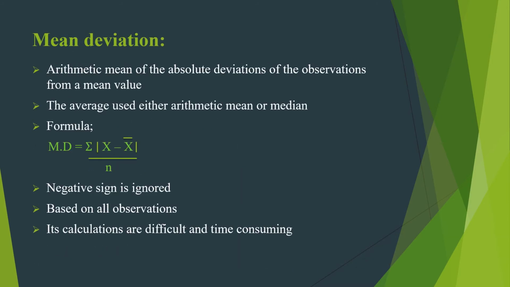Mean deviation: the arithmetic mean of absolute deviations of observations from a mean value. The average used is either arithmetic mean or median. For example, that's the formula. Negative sign is ignored. It is based on all observations, but its calculation is difficult and time consuming.